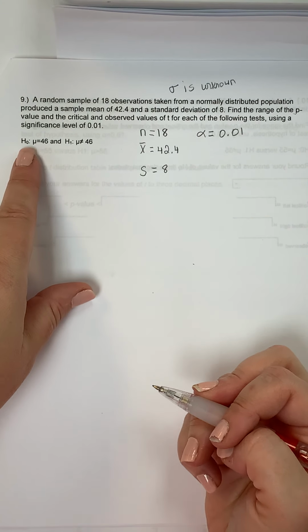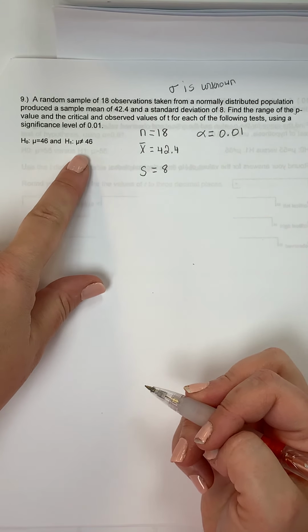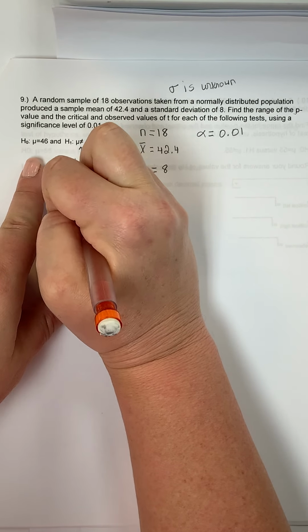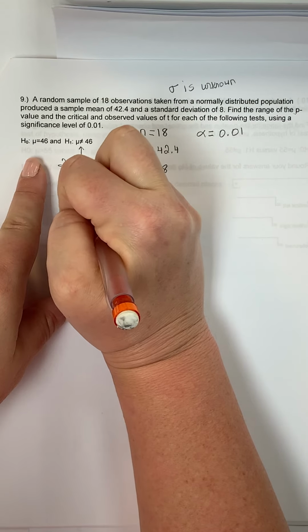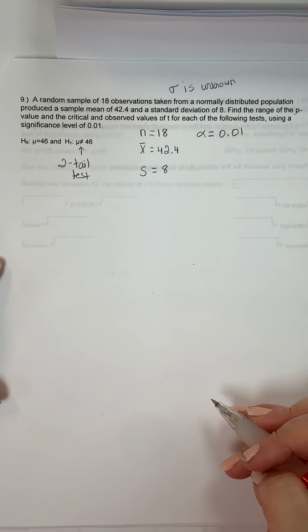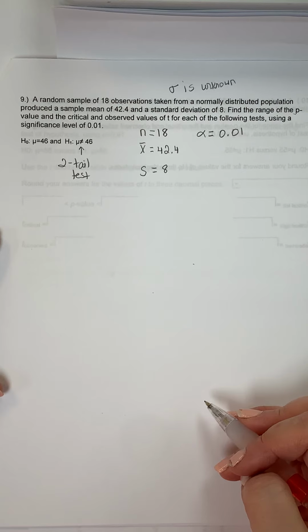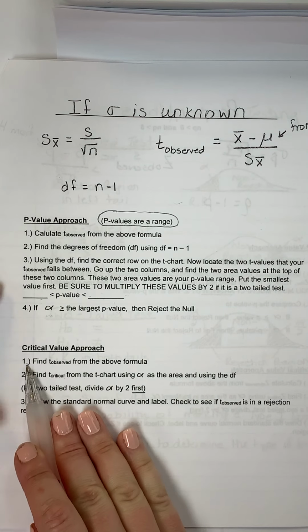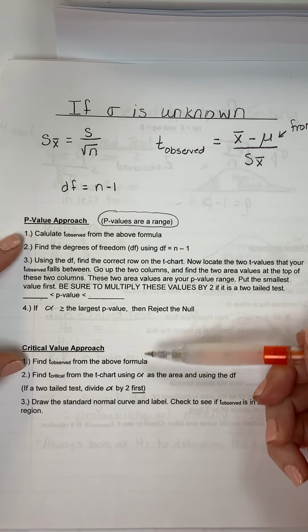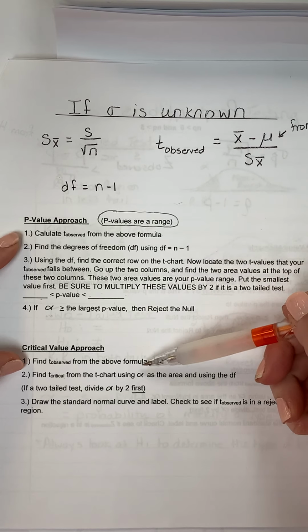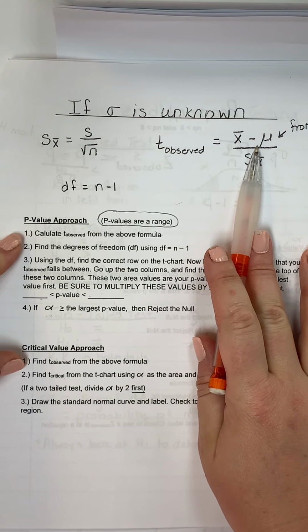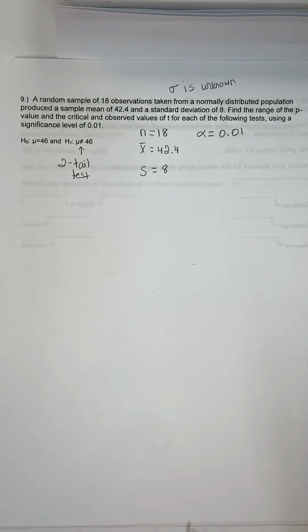Now, they were nice enough to give us the null and the alternative. The alternative is a not equal to, which indicates we have a two-tailed test. No matter which approach we use, and we're going to have to do both, number 1 in each approach is exactly the same. We have to find the observed value no matter what. So let's go ahead and do that.